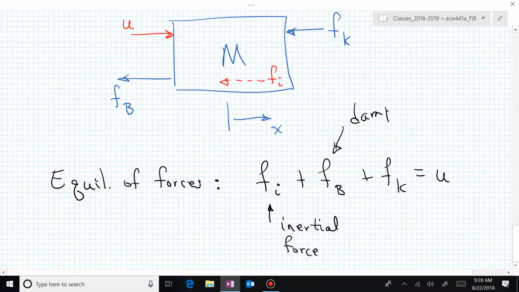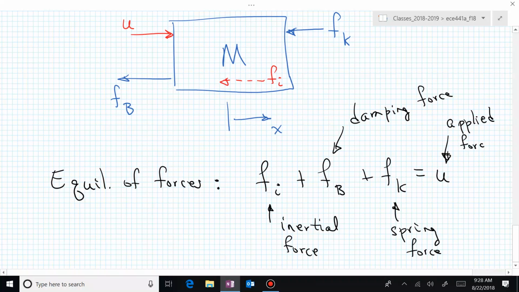I may call this many different things. This might be the damping force. This is the spring force. And this is the externally applied force. And that's now our equilibrium equation.